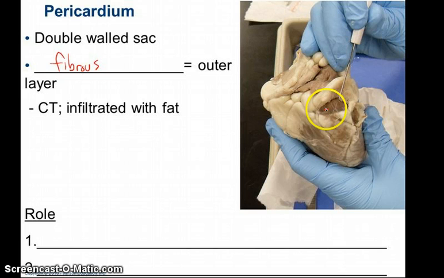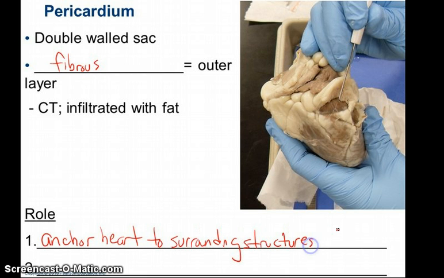So the role of the fibrous pericardium is, again, to anchor the heart to surrounding structures. And those structures are the diaphragm and the great vessels. It also prevents the heart from overfilling. And the reason that it's able to do that is because it consists of connective tissue which has a lot of collagen, which prevents the heart from expanding.